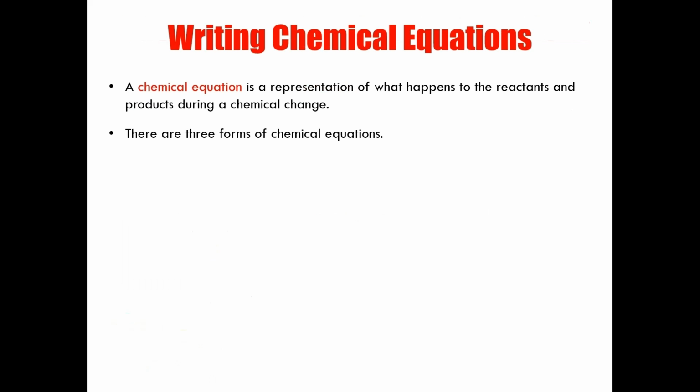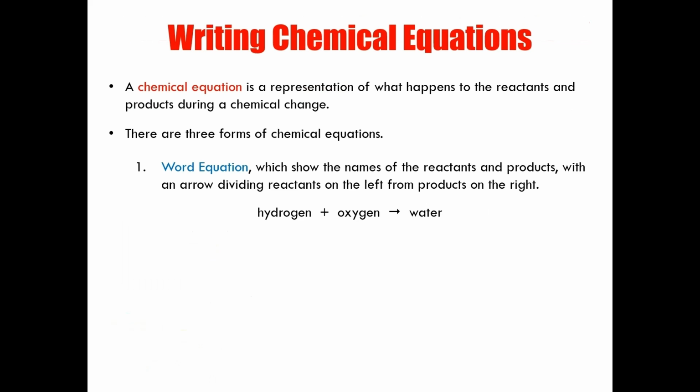There are three forms of chemical equations. The first is a word equation. A word equation shows the names of the reactants and the products with an arrow dividing the reactants on the left from the products on the right. The example we have here is a reaction between hydrogen and oxygen to form water.